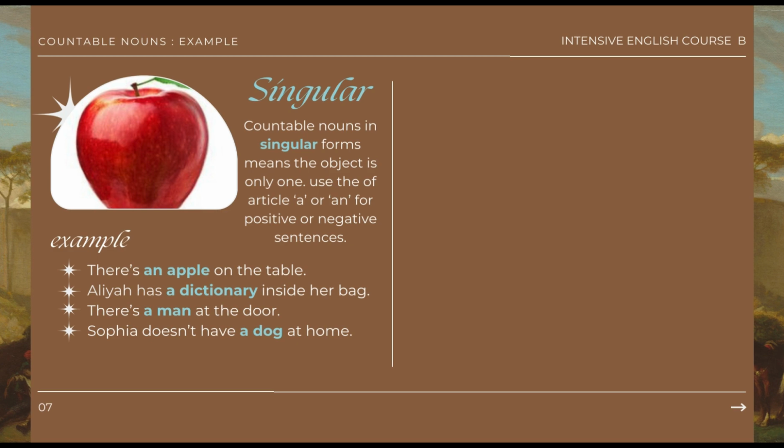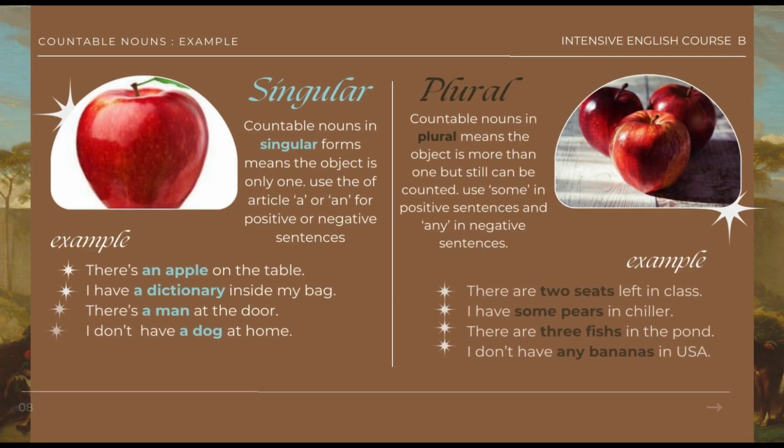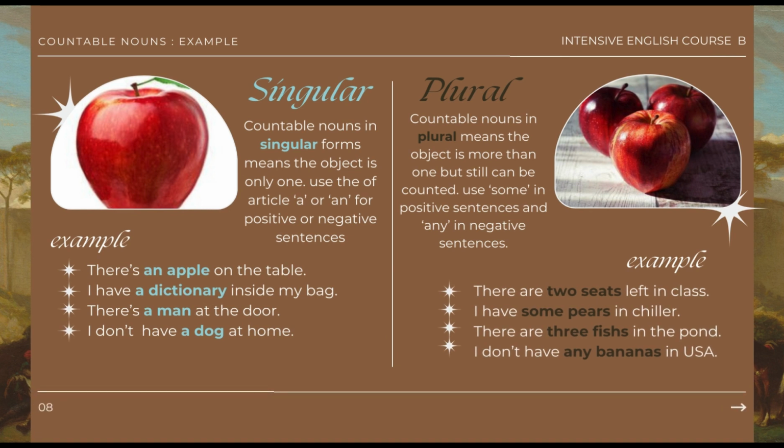Okay, let's move on to the plural forms. The plural forms in the countable nouns mean the objects in a sentence are more than one, but still can be counted. It is usually used with some in positive sentences and any in negative sentences.